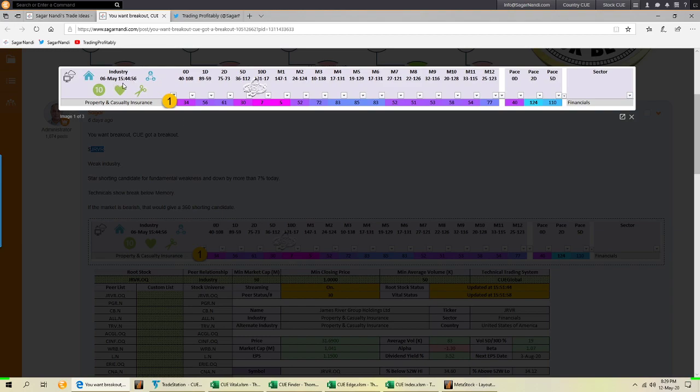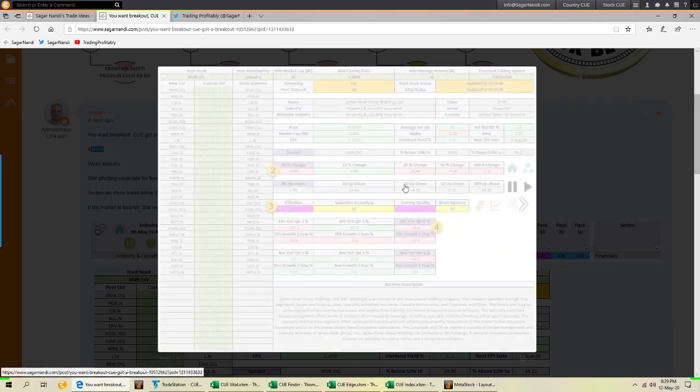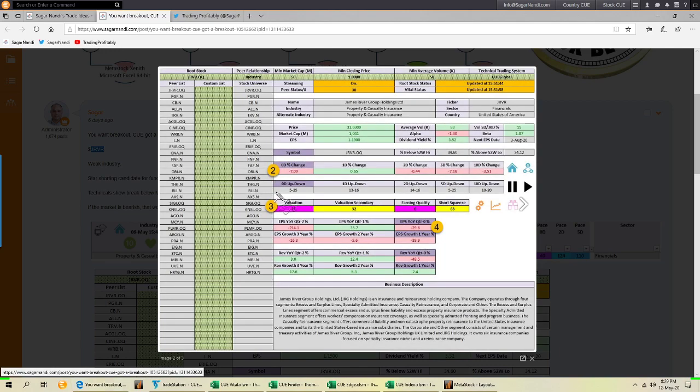When I shared it on 6th of May, 15:44 p.m., the industry, property and casualty insurance, was weak. From QH, you can instantly know that, and you can know that in real time. I did the same. Then I looked at the stock JRVR. Again, I found a star short candidate, overvalued with negative earnings growth. I like to short star candidates and I like to buy star candidates also.